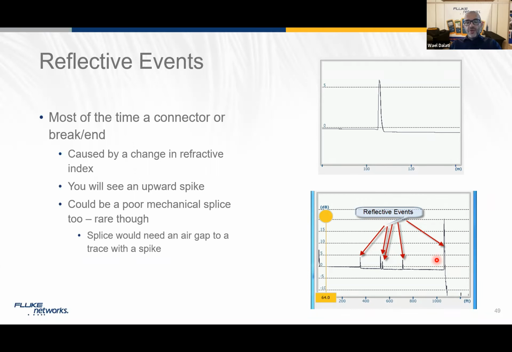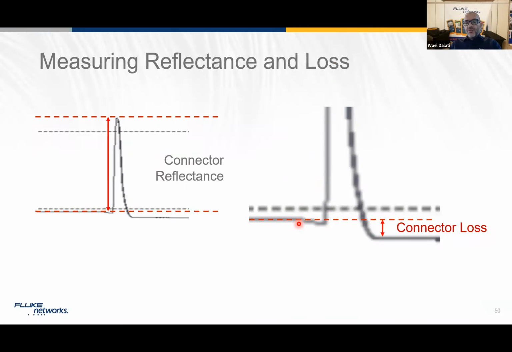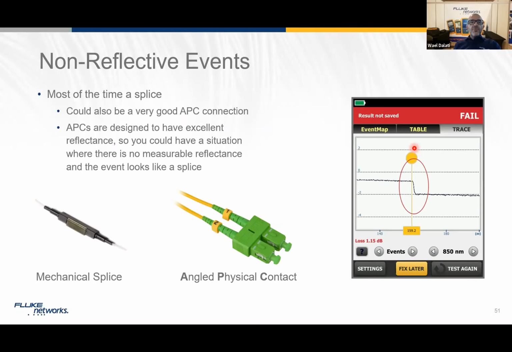And how do I measure the loss of that connection or the reflectance? It is the difference between the loss at the beginning of the reflectance and at the end of the reflectance, and then I know the connector loss. So this is what we call reflective events. And when it comes to non-reflective events, which happen from a splice or could be from an APC connector, or angle polish connector, because they are manufactured to have an excellent reflectance, they show me a drop rather than a spike in my link.